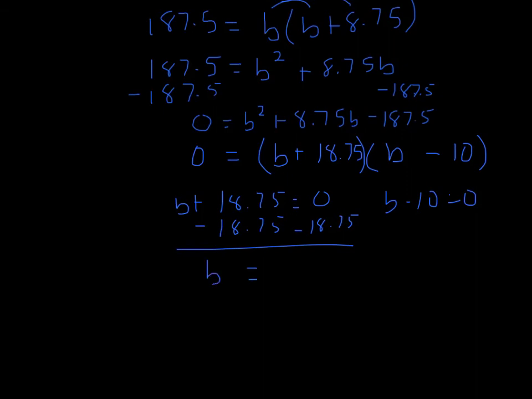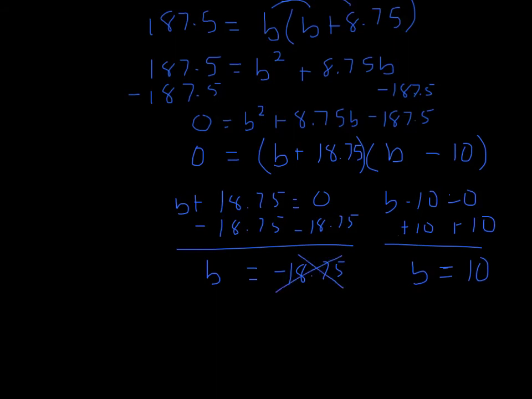So you get B equals negative 18.75, and B, plus 10, plus 10, okay, B equals 10. Okay, so now here's the part where it gets a little different, because that's our base and our height, right? So right now, if you look, we have a negative 18.75 or a 10. Okay, and we're talking about the base right now. So here's the deal. The base can't be negative, right?